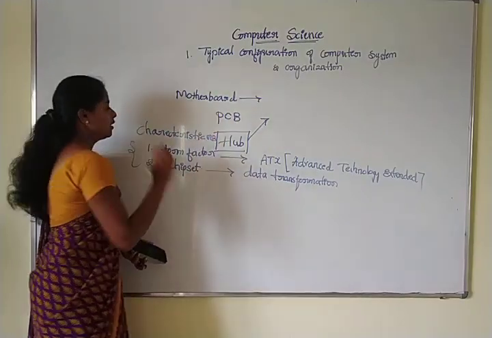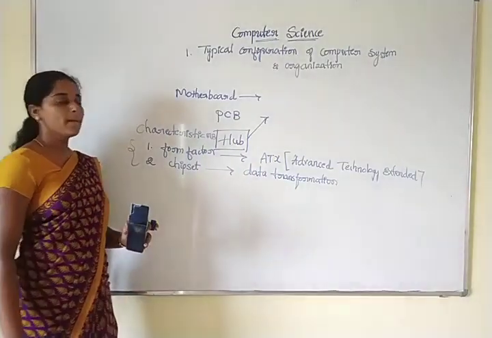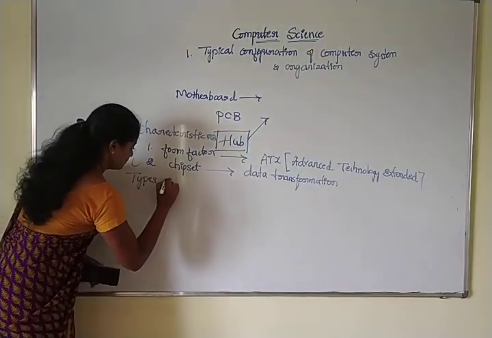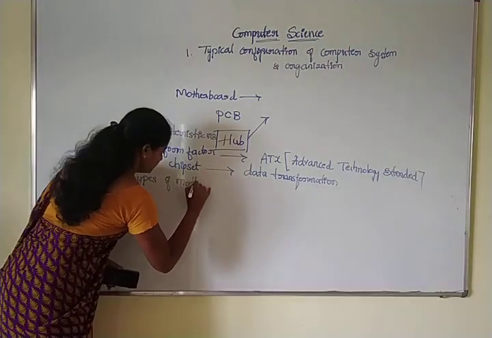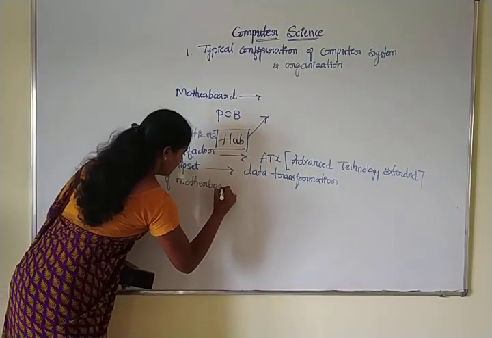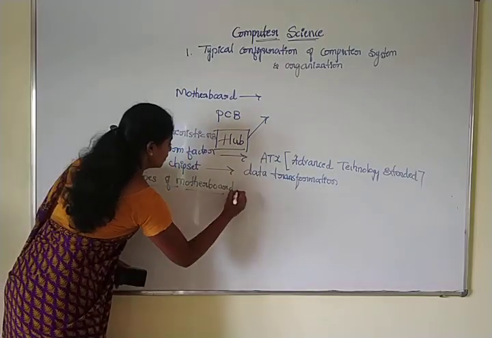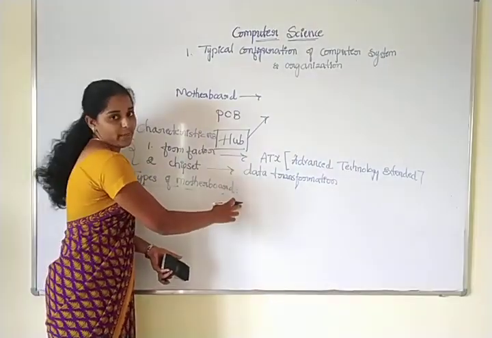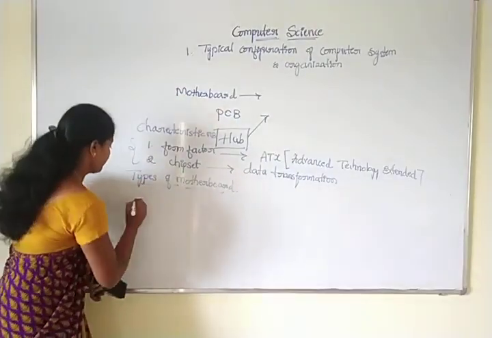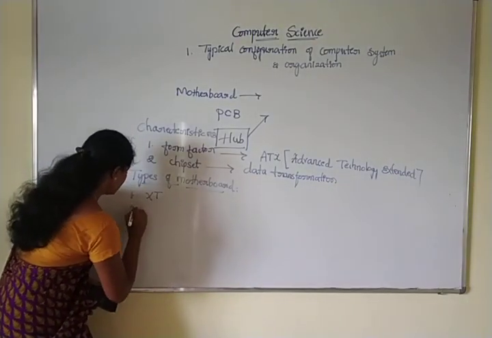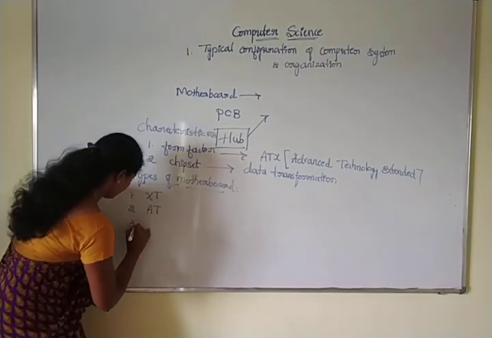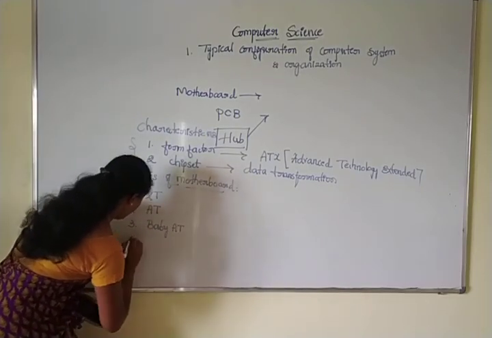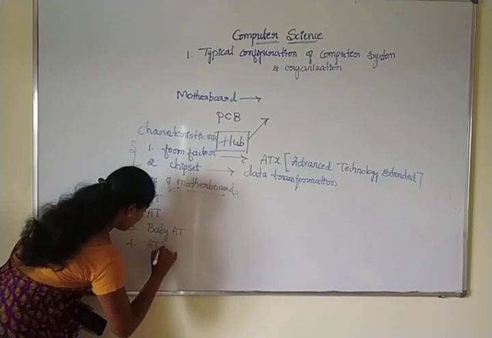Next we move on to the types of the motherboard. There are different types of motherboards available, which depend on the processor. They are, the first one is XT, the second one is AT, the third one is Baby AT, the fourth one is ATX.